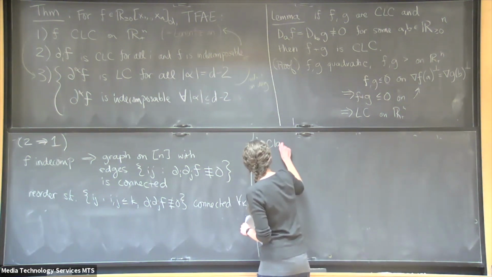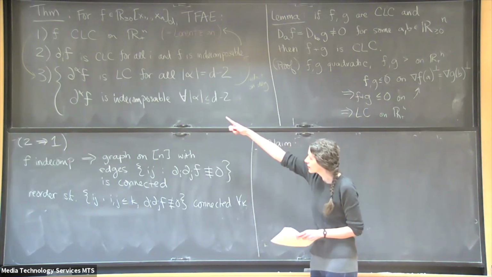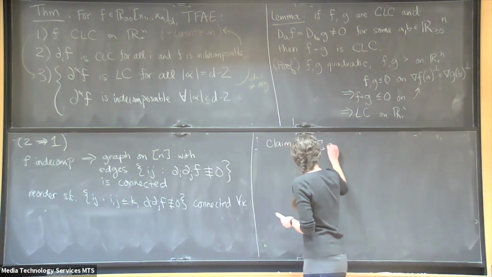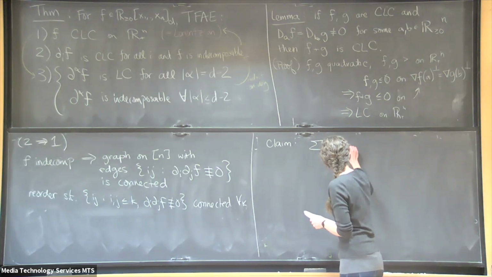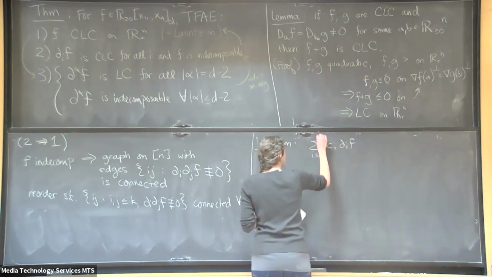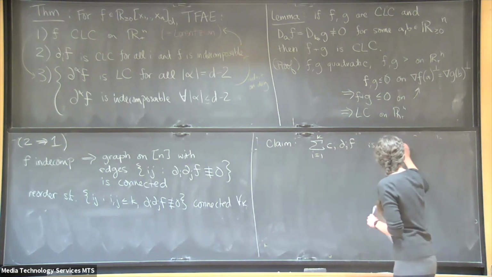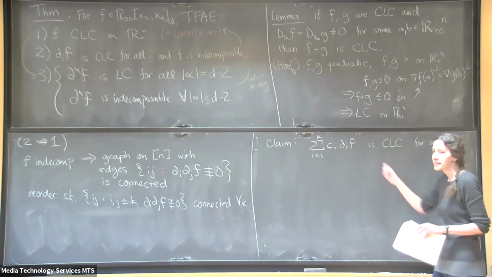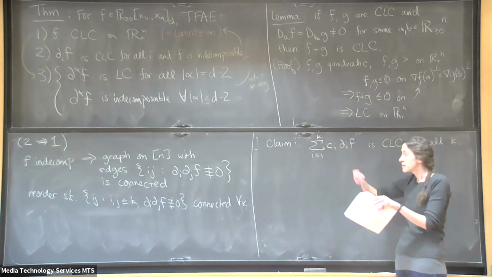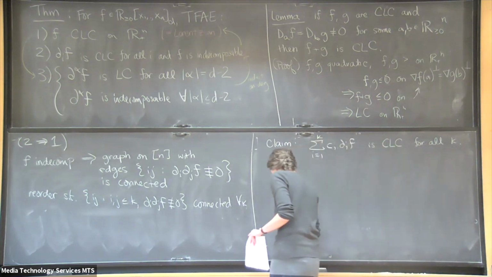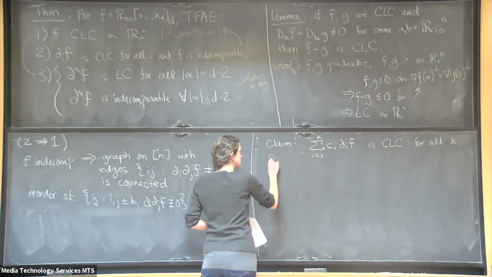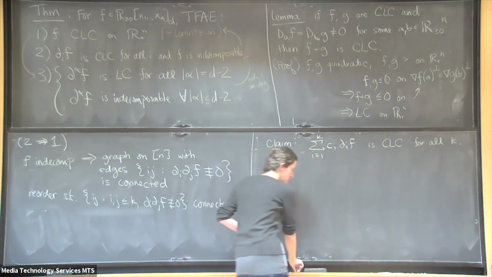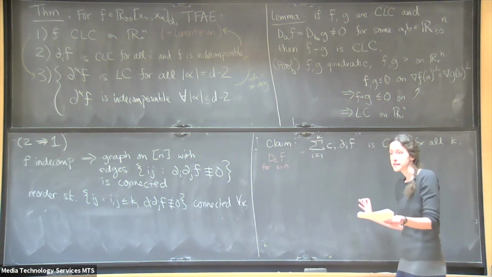And then I claim that knowing that all of the partials of f are CLC is enough to show that positive linear combinations of them are CLC. In particular, if I go all the way up to n, then I'm recovering a directional derivative. And that will be enough to finish everything.